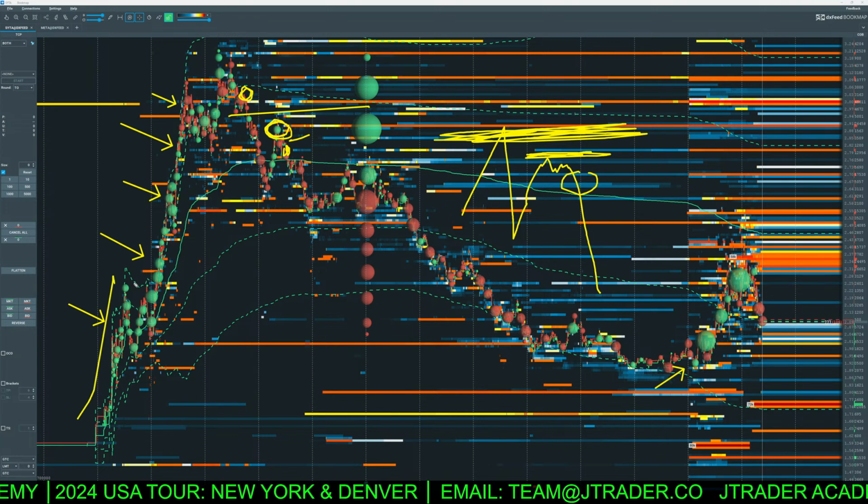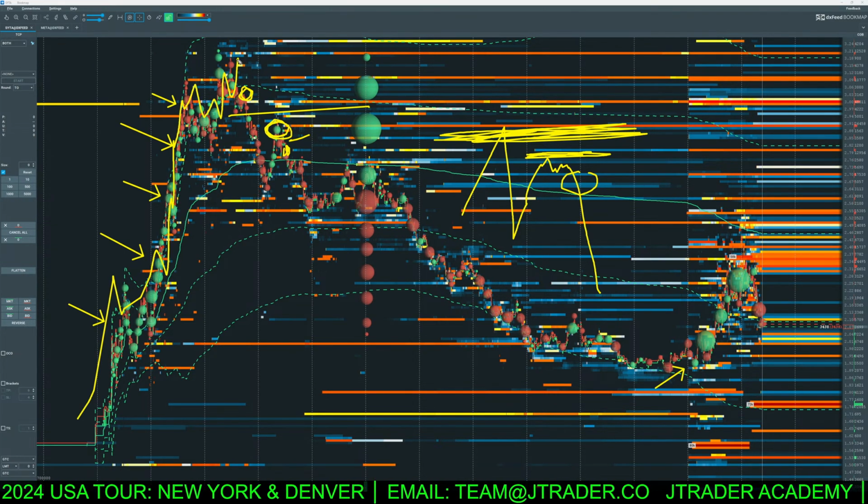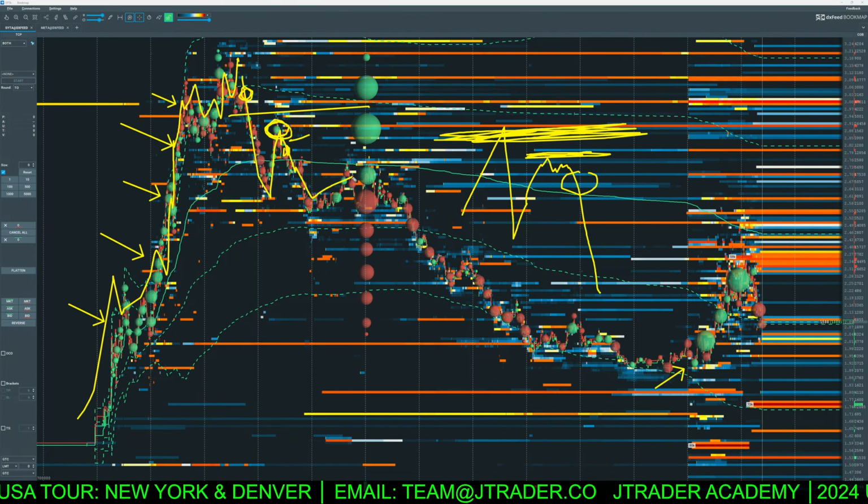Never short something that is with high volume over here front side, unless the system says so. Wait over here for this lower high. Okay.